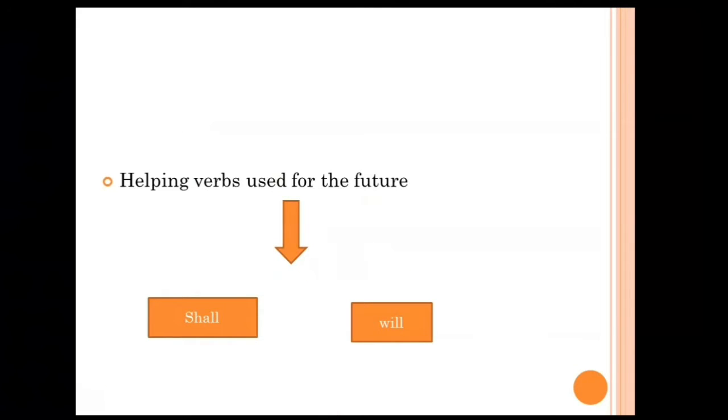So, other examples of helping verbs, we have shall and will. These are helping verbs used for the future. For example, we shall finish our projects soon. Or, I will paint my room tomorrow, for example. So هول الkinds of helping verbs فيني استعملهم للمستقبل for the future forms.